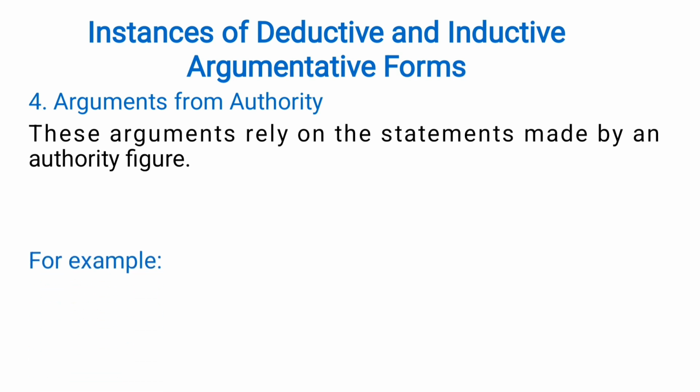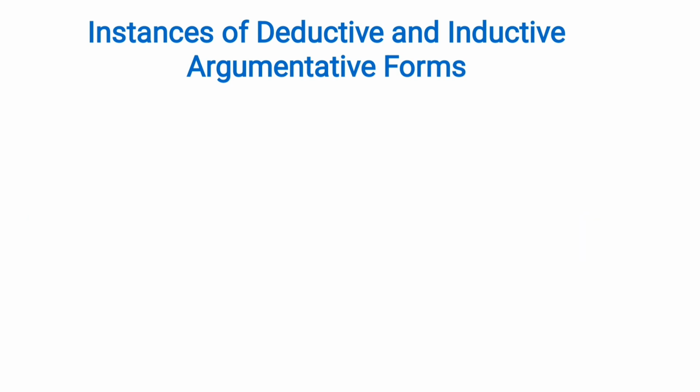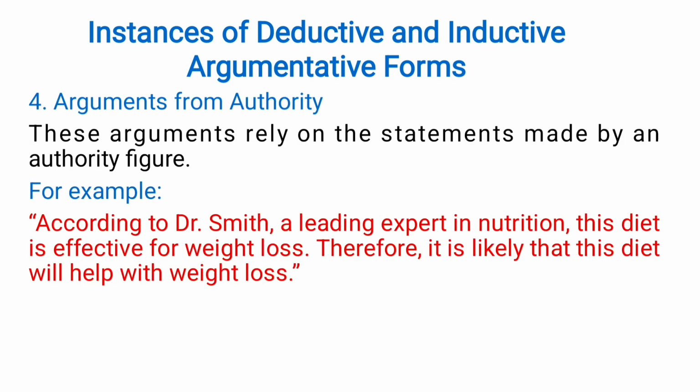For example, according to Dr. Smith, a leading expert in nutrition, this diet is effective for weight loss. Therefore, it is likely that this diet will help with weight loss. Here, this conclusion relies on Dr. Smith's authority, but it is probabilistic because the expert could be mistaken.